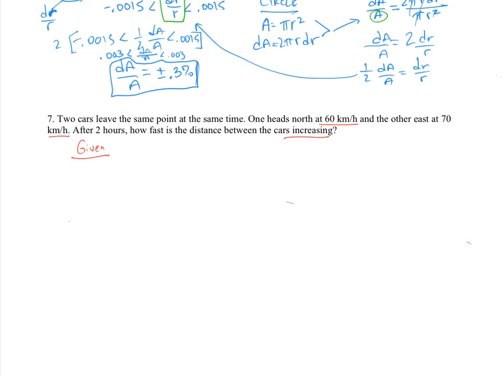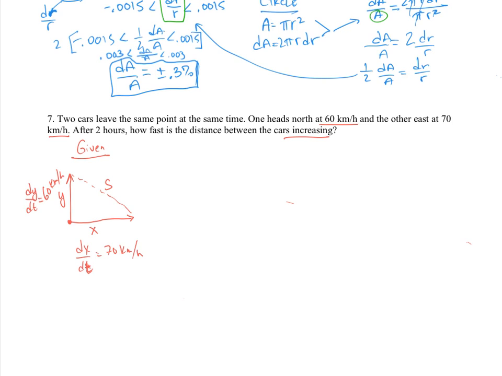I like to draw the diagram: same point, one goes north, the other goes east. The one going north, we'll call this our y, we'll call this our x. In between them, we will call this our s. The one going north is going at a rate of dy dt, that's my rate. You can again use y prime if you want, 60 kilometers per hour. My dx dt, the one that is going to the east, is 70 kilometers per hour. Again, you can use x prime if you want, I don't mind.